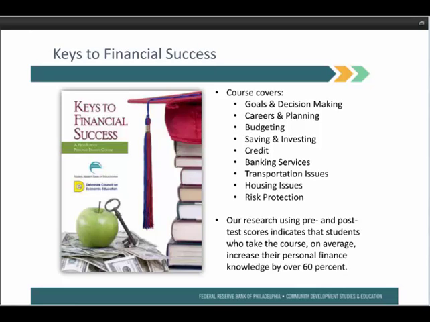And then our research has shown overall that between the pretest and the post-test, on average, students gain by over 60% in their personal finance knowledge as a part of this program. This is a very large gain, and we're very proud of the teachers that participate in this program. And we think that this is a great option for being able to teach personal finance in the high school classroom. Gene, let's go to the next slide.